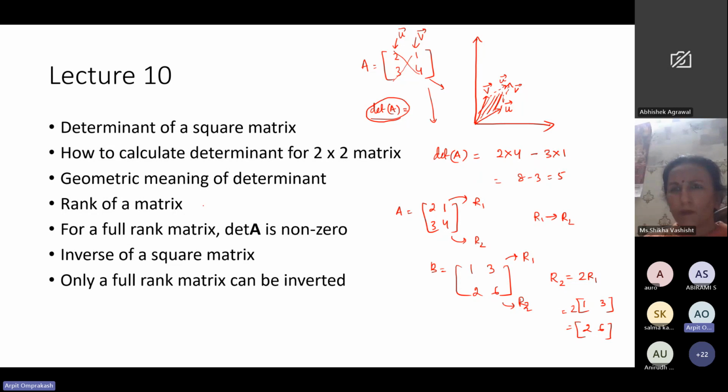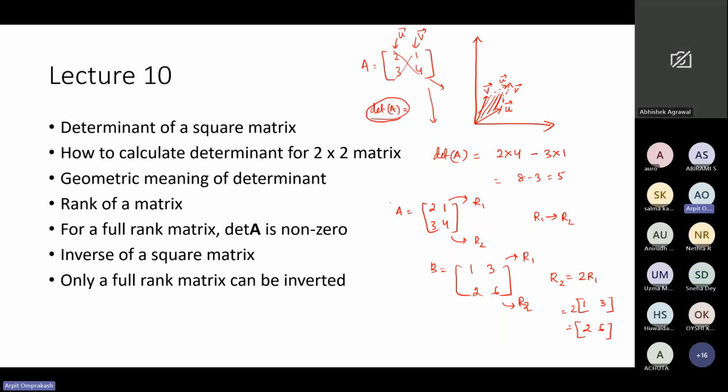So the rank of a matrix is the number of linearly independent rows or columns that it has. In this case, the rank of this matrix A will be 2, because it has 2 linearly independent columns and rows. And here it will be 1, because the second row is dependent on the first. We can get the second row from the first row.